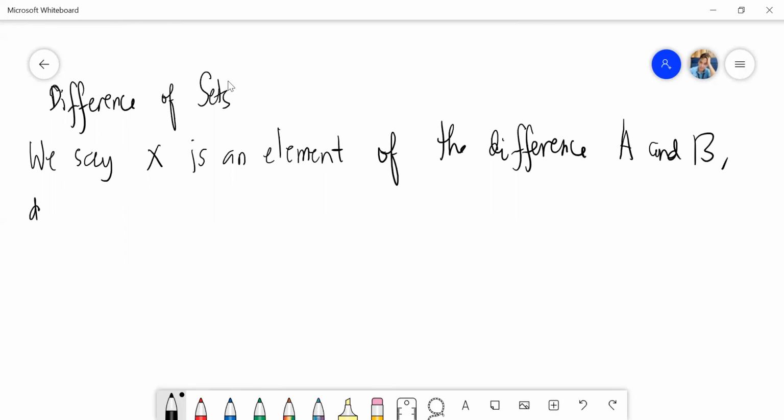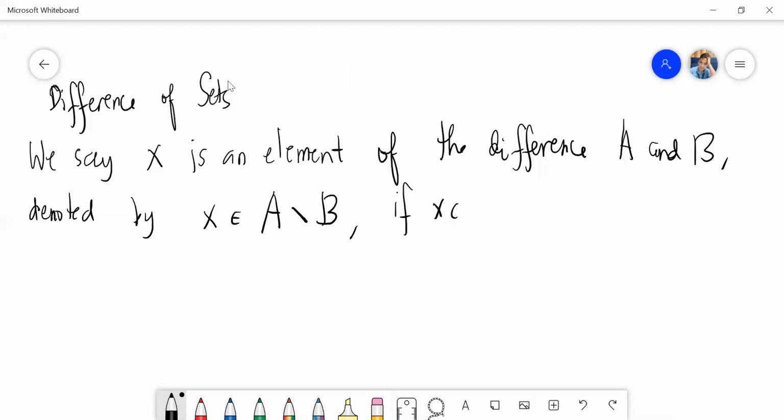Denoted by x element of A and B. So this is just read as A minus B. So that you may not be confused, some books would actually use a different notation for A minus B. But for the purpose that we can distinguish between the sets and a normal number or a normal element, I use this notation instead.